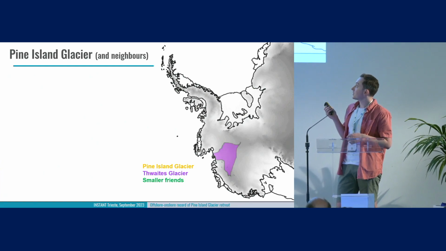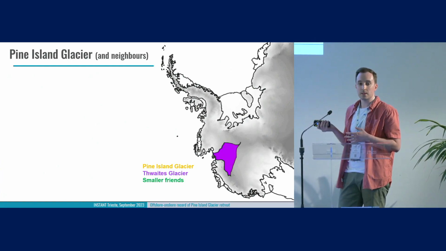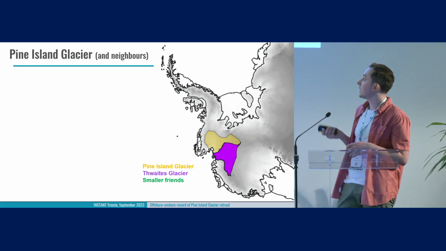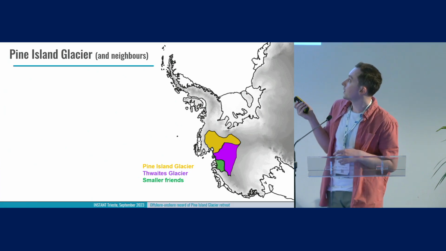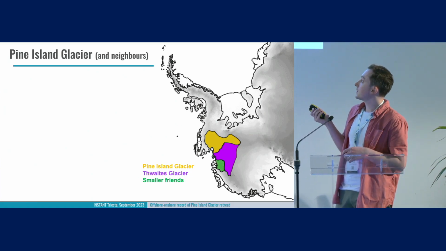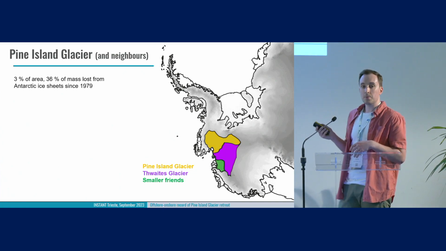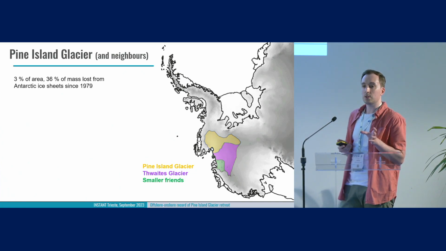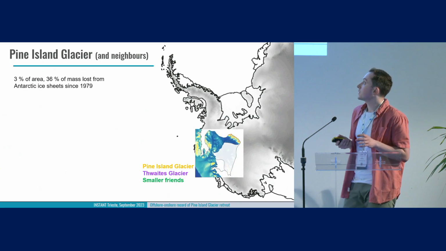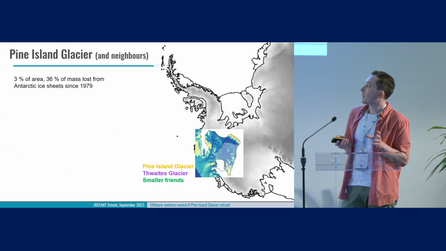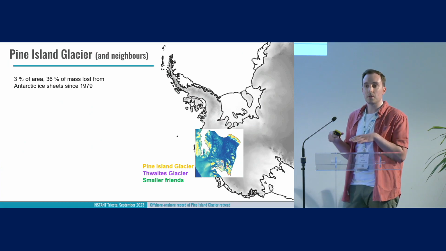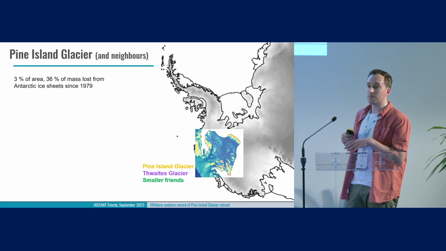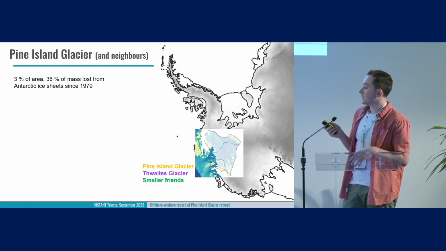So I don't have to talk too much to this audience about why we should care about places like Pine Island Glacier, but just to go over it really briefly, you can see Pine Island in yellow, Thwaites in purple there, and some smaller friends in green. All of these glaciers drain into the Amundsen Sea embayment. They represent about 3% of the Antarctic ice sheet area, but 36% of the mass lost from Antarctica has happened in this part of Antarctica since 1979.